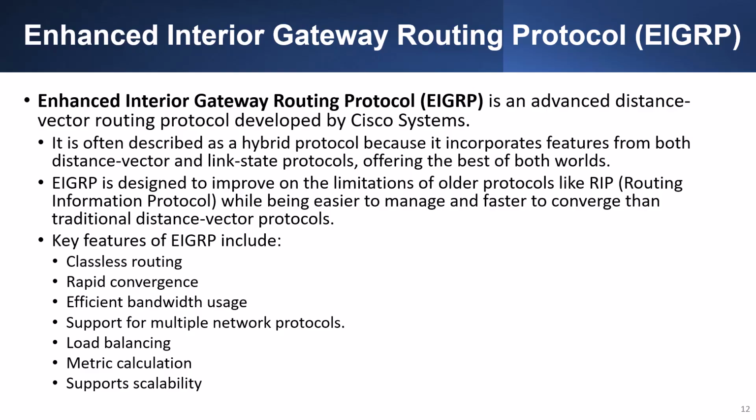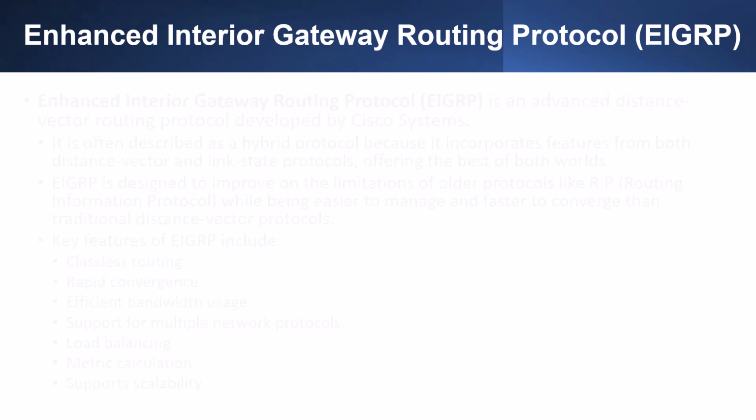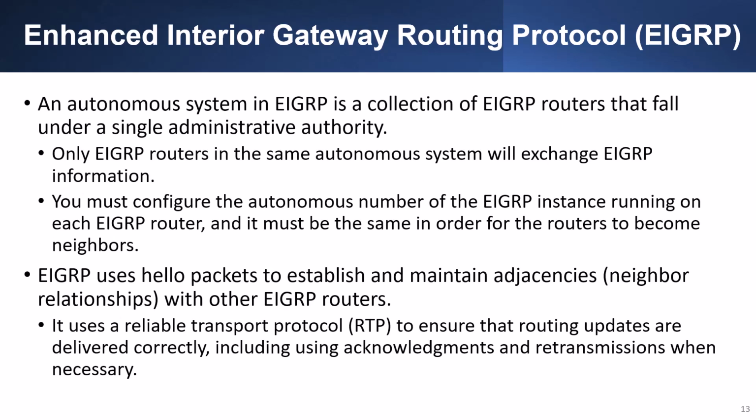Key features of EIGRP include classless routing, rapid convergence, efficient bandwidth usage, support for multiple network protocols, load balancing, metric calculations, and scalability. An autonomous system in EIGRP is a collection of EIGRP routers that fall under a single administrative authority. Only EIGRP routers in the same autonomous system will exchange EIGRP information. You must configure the autonomous system number of EIGRP instances running on each EIGRP router, and it must be the same in order for the routers to become neighbors.